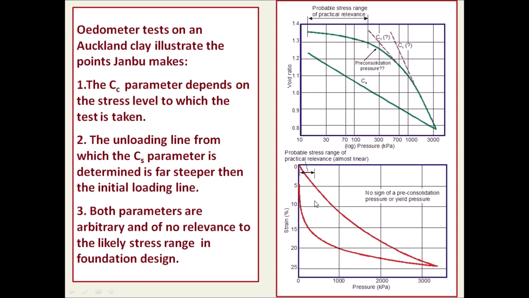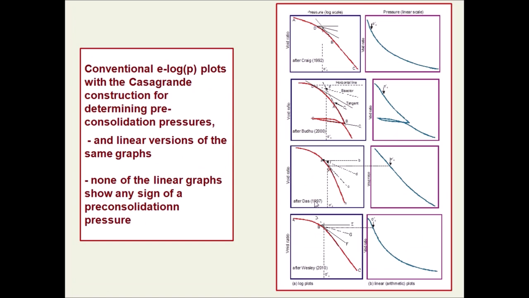And on the next graph, I'm going to have a look at a standard portrayal in textbooks of the Casagrande construction for estimating the pre-consolidation pressure. There are 4 of them here. The bottom one is actually from my textbook, which is a bit of an embarrassment to me, and I'll simply have to wear that. But if you look at the way these are taken straight from the textbooks, Craig's, Woodward's, Das, and mine, you can use the Casagrande construction to get a pre-consolidation pressure on all of them.